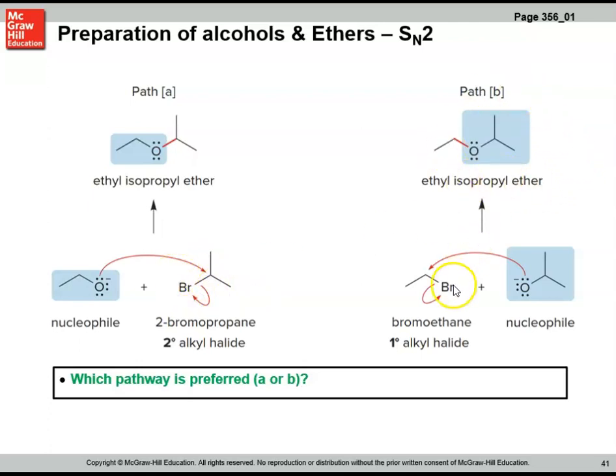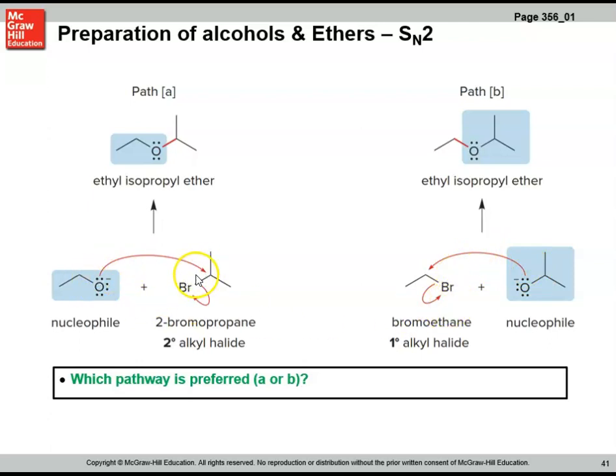Or the other option is that we would have our halogen on this straight chain, and we would have our nucleophile be this with the isopropyl group. So two different possibilities. What would be the best pathway, do you think, for generating the same compound? The best pathway is going to be the one in which this SN2 reaction is going to happen more quickly.